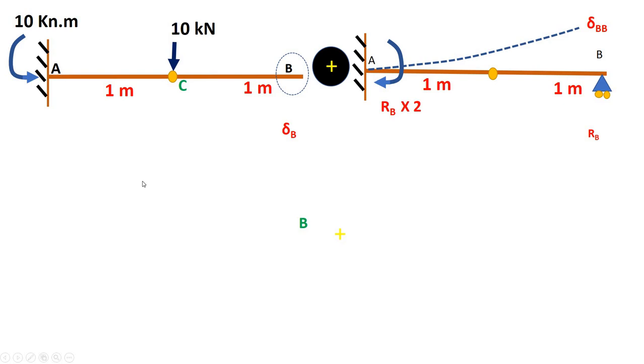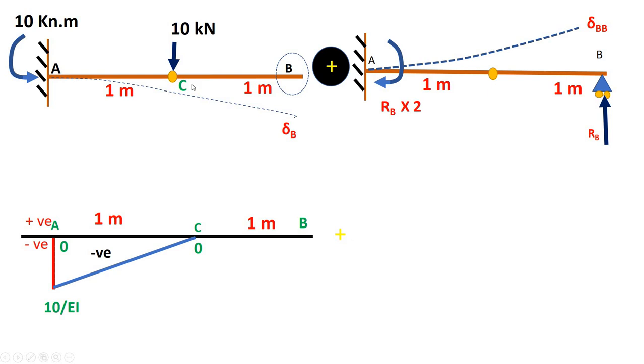First of all, you have to draw the bending moment diagram. For this particular beam, here we have an anti-clockwise 10 kilonewton meter. How is it? 10 clockwise, and the reactive moment will be anti-clockwise 10 kilonewton meter, and the diagram is negative because we have a left side anti-clockwise moment. So the diagram is negative. Moment at C is 0, moment at B is also 0.